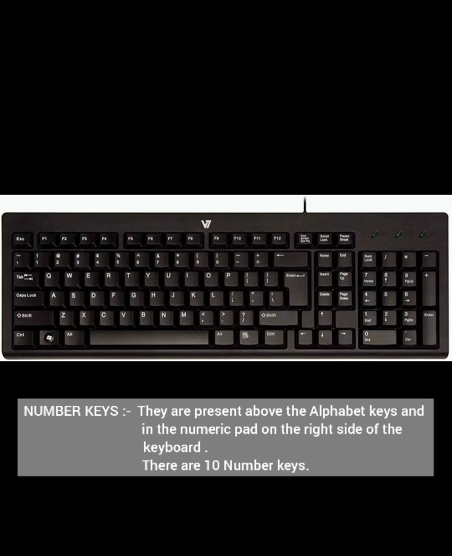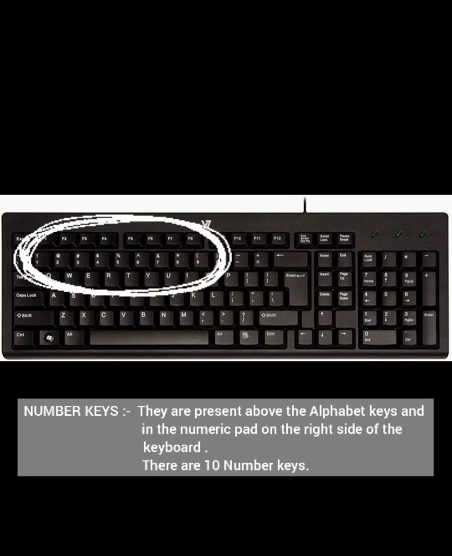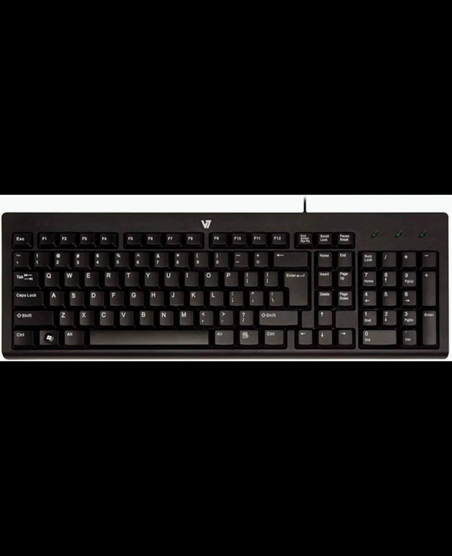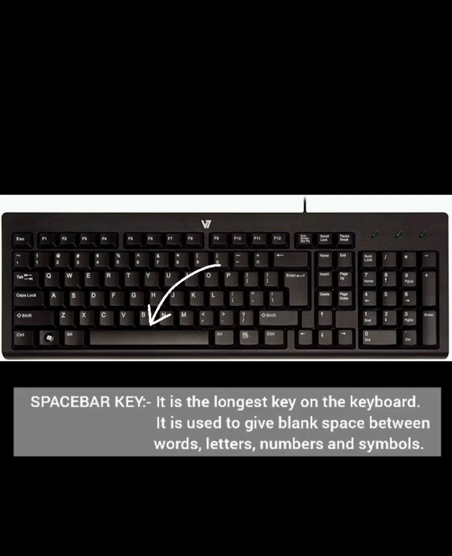And there are two sets of number keys on the keyboard. One is present above the alphabet keys and the other one is present on the right side of the keyboard, as you can see in the picture. So how many number keys are present? 10. And how many alphabet keys are present? 26.